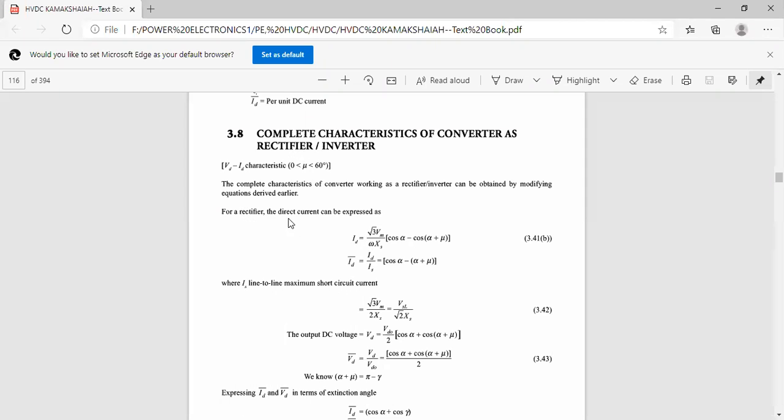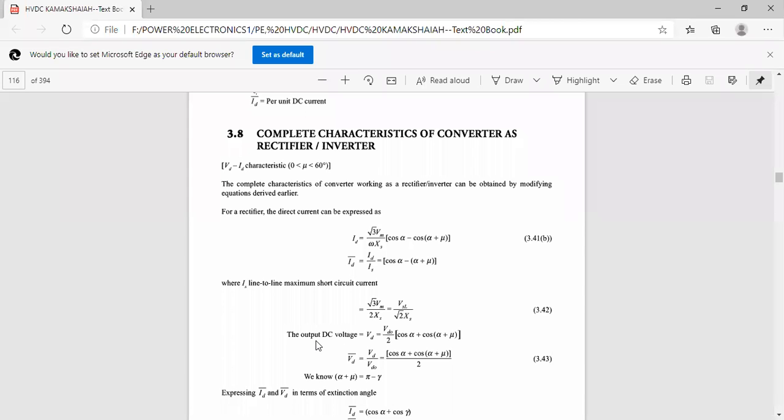Let us take for rectifier, direct current is ID. This is the formula: direct current ID equals root 3 Vm by omega Xs times cos alpha minus cos alpha plus mu. Take root 3 Vm by omega Xs as Is. Bring this Is to this side. That is ID by Is, equal to cos alpha minus cos alpha plus mu. Let it be equation 1.